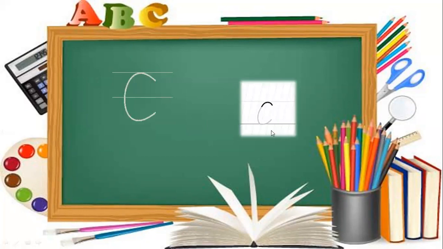Now a small letter C. Same, but just its position is different. You will start the capital letter from the top line and the small letter C from the middle line. And then draw a curve touching the bottom. So this is our letter C.